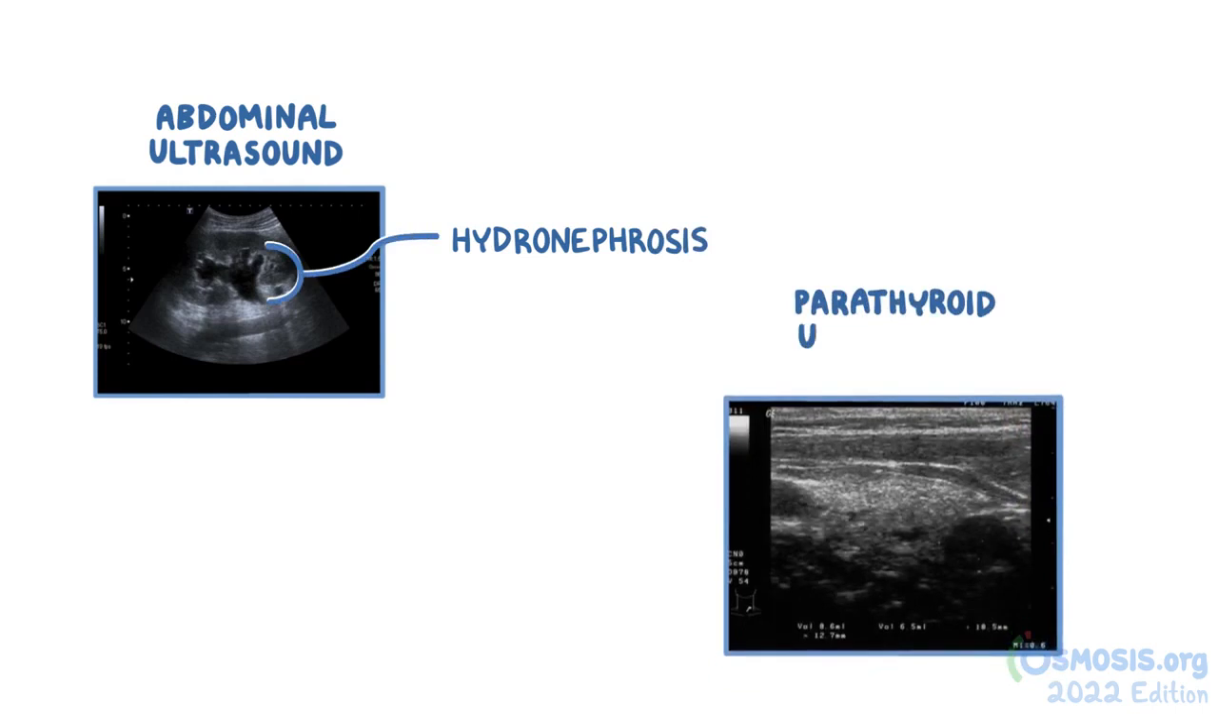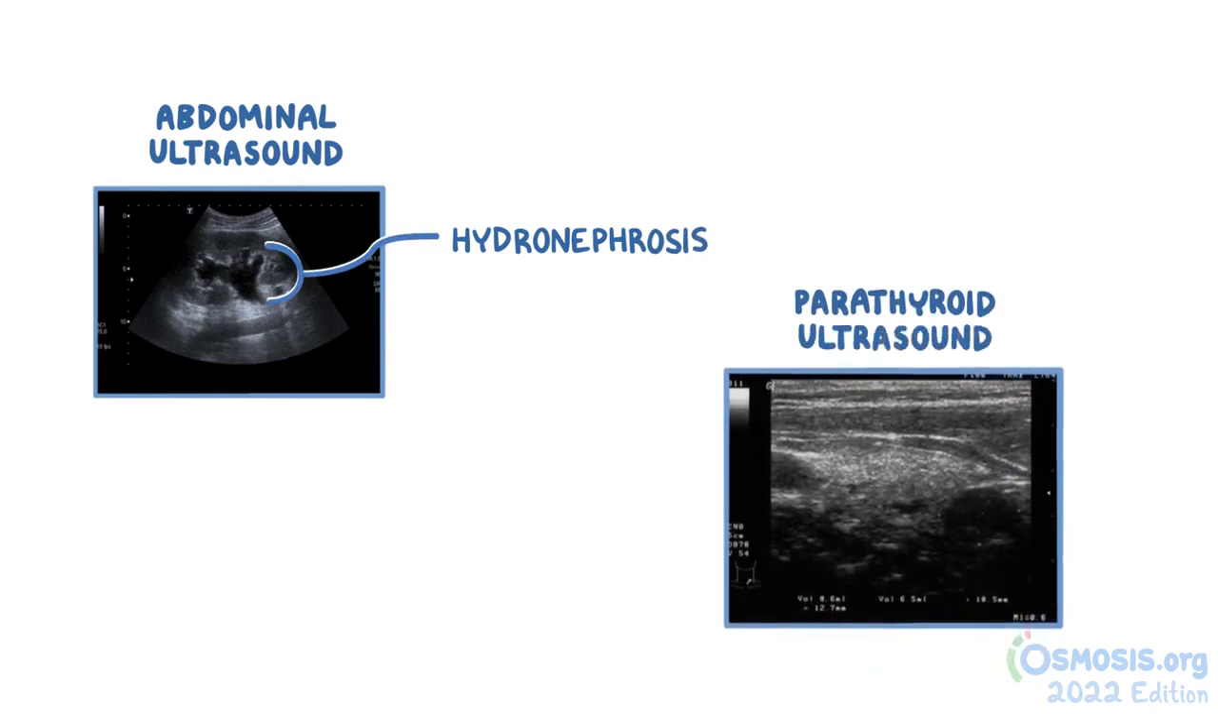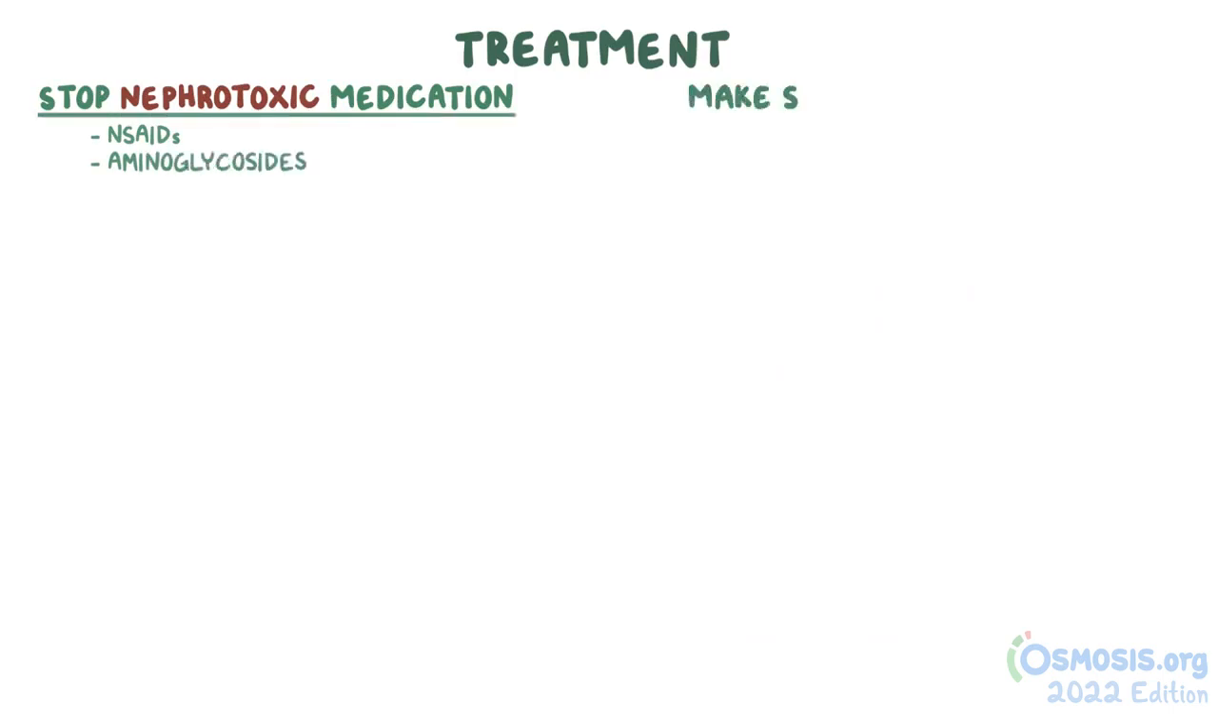An abdominal ultrasound is usually done to check the size of the kidneys and to look for evidence of hydronephrosis, which can cause obstruction. When PTH levels are high, a parathyroid ultrasound can be done to see if the parathyroid glands are larger. Treatment of CKD starts with stopping any nephrotoxic medications, like NSAIDs and aminoglycosides, and making sure the cause isn't pre-renal, in which case IV saline can be given to restore the intravascular volume.